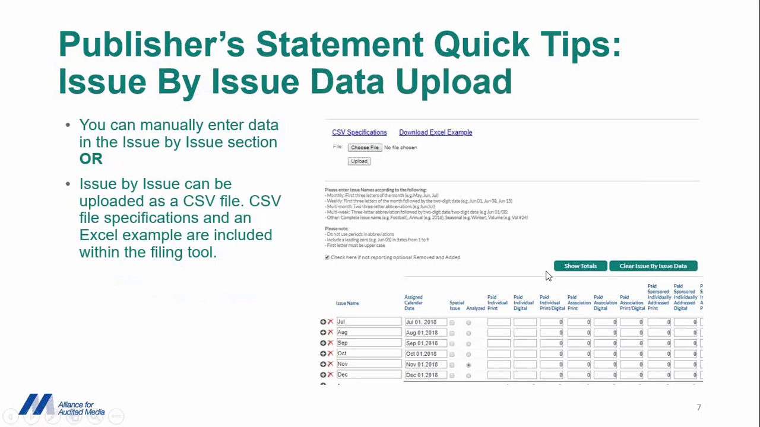One of the things you can do in the issue by issue section is you can either enter information in manually or you can upload a CSV file. It's purely up to you what you feel comfortable doing. If you're just a monthly publication, it probably just makes sense to go ahead and just enter it manually. But if you're a weekly publication, you may want to think about uploading your CSV file. We do have a template in the issue by issue section, so you can download that template to use, and then you can upload that file.